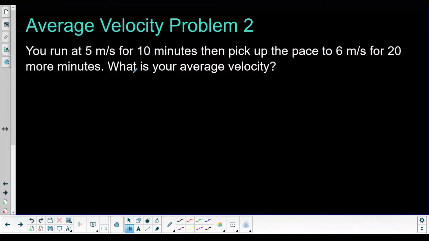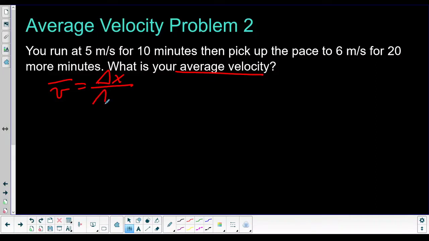Okay. You run, do-over. Let me try and read that again. You run at 5 meters per second for 10 minutes, then pick up the pace to 6 meters per second for 20 minutes. What is your average velocity? Okay, this is a very tricky problem. So let's look at this. Average velocity. We need total distance traveled divided by total time elapsed.